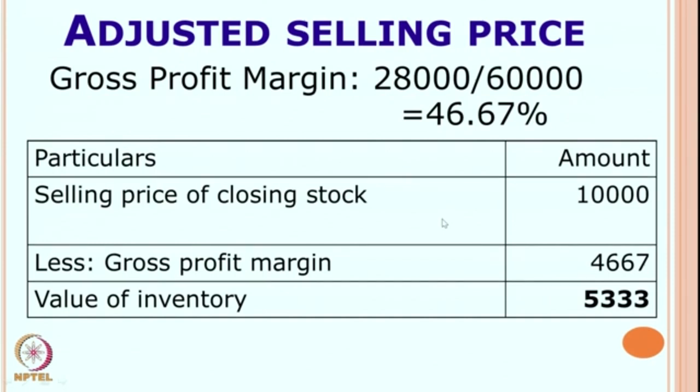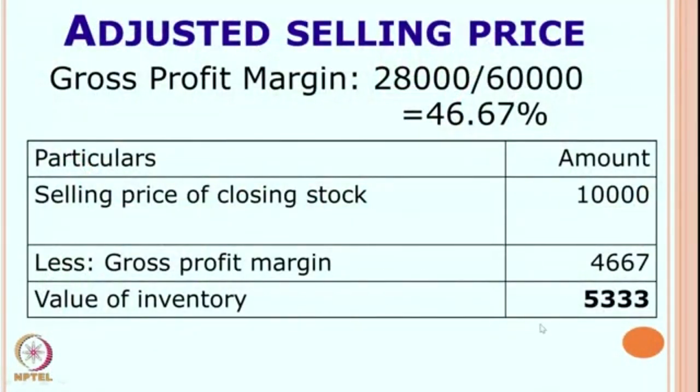So, the selling price of closing stock is 10,000, less 46.67%, that is 4667, you get the value of inventory as 5333. Are you getting it? This is the estimated cost of the inventory. They don't know the exact value. Suppose the profit margin is negative, that means the cost is more than the selling price, then we will simply show it as selling price. But here, since the estimated cost is 5333 and selling price is 10,000, the stock will be valued at 5333. Now, the last method, adjusted selling price, is not a very suitable method, but if the records are not available, in such cases this method is used.